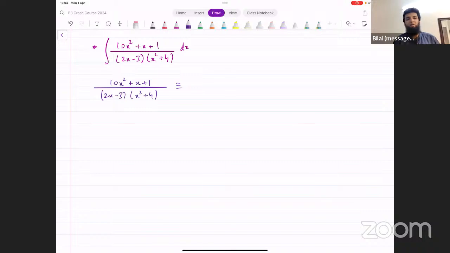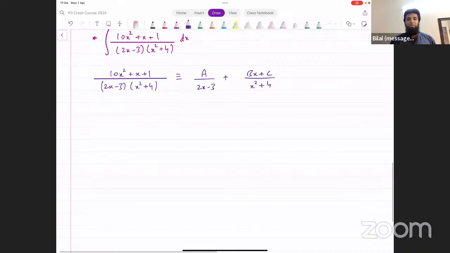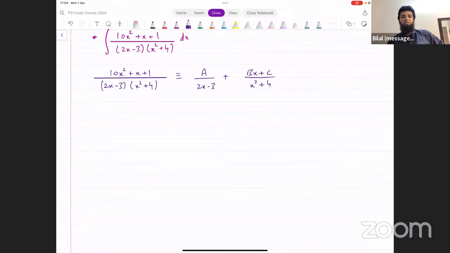So we don't need to add another constant to that. The form is going to be a over 2x minus 3 plus, for the quadratic factor, bx plus c divided by x squared plus 4. These are the two fractions that we get. Now, let's find the values of a, b, and c. Multiply the denominator on the right side, on the left side. Multiply that here. What are we left with?